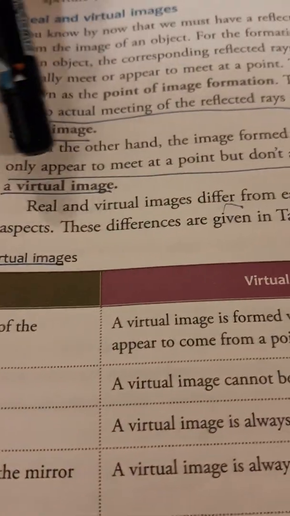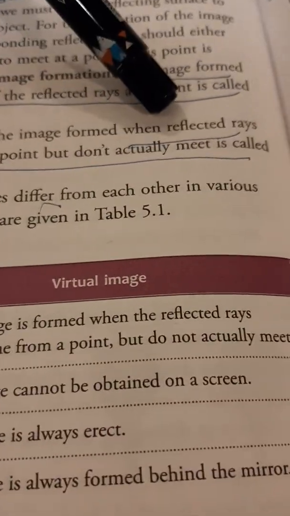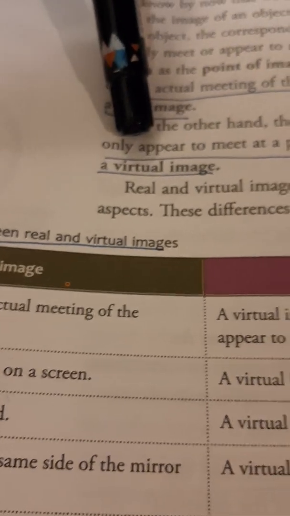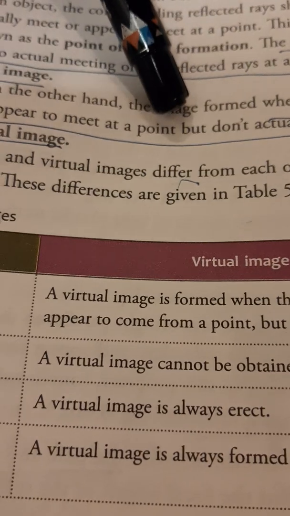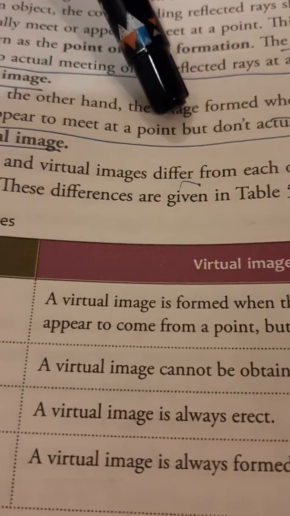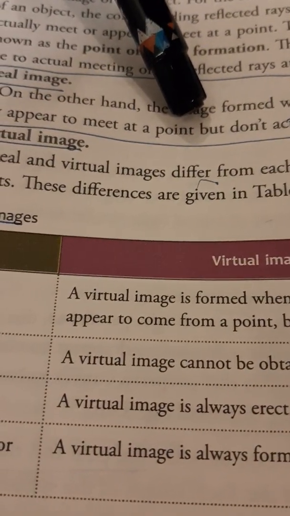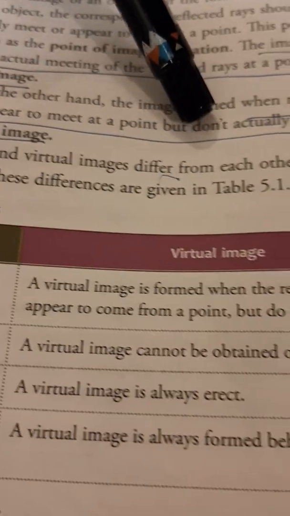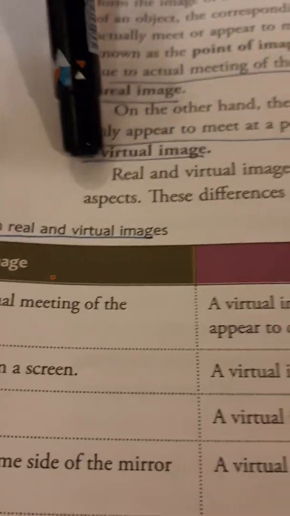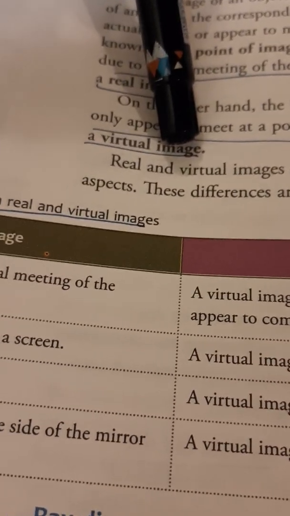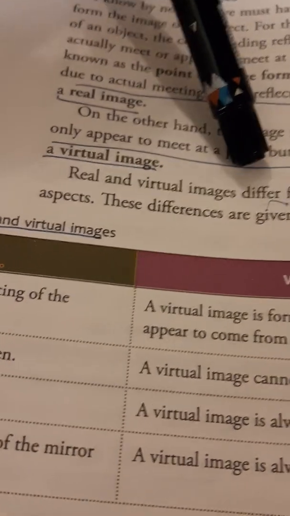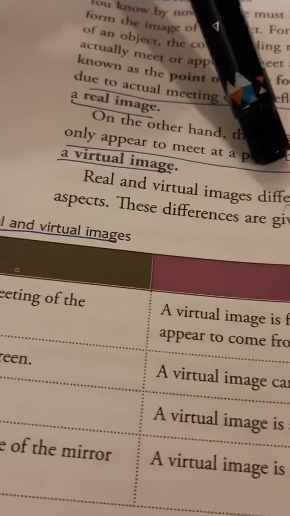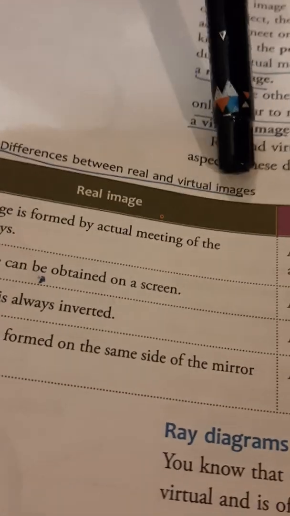And what is a virtual image? The image formed when reflected rays only appear to meet at a point, but do not actually meet. As just now I have shown you in the case of a convex mirror, the reflected rays appear to meet but don't actually meet, and this is called a virtual image. And virtual images are always erect and they are found behind the mirror.